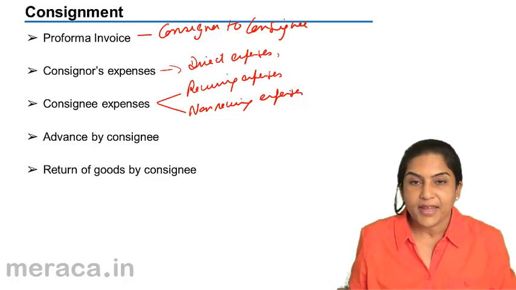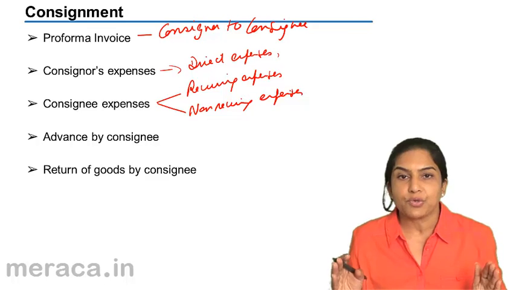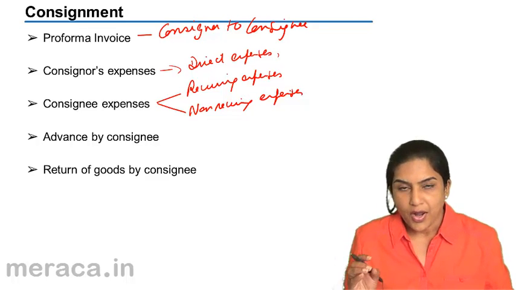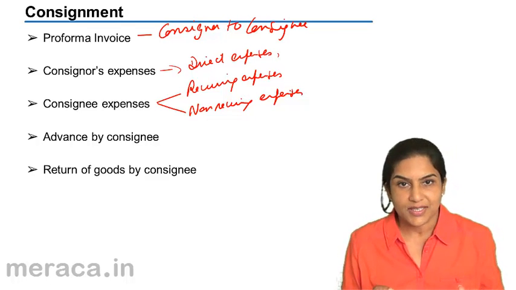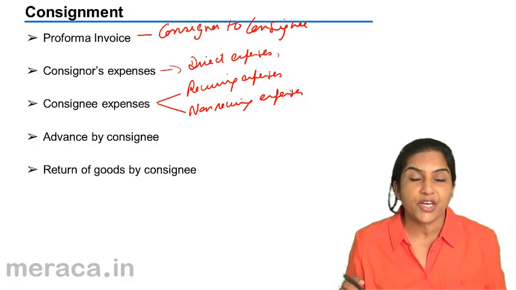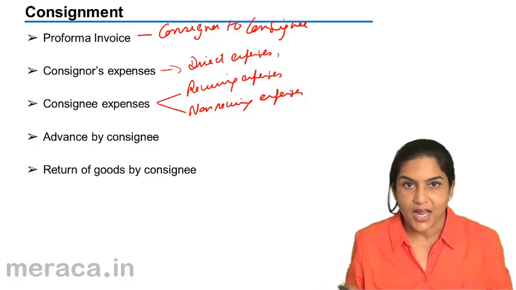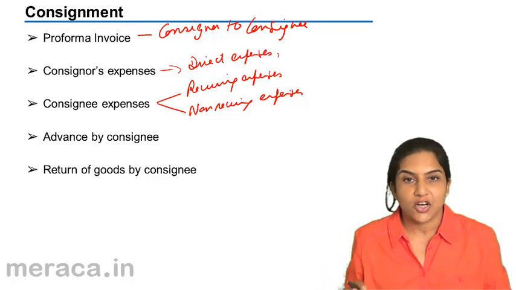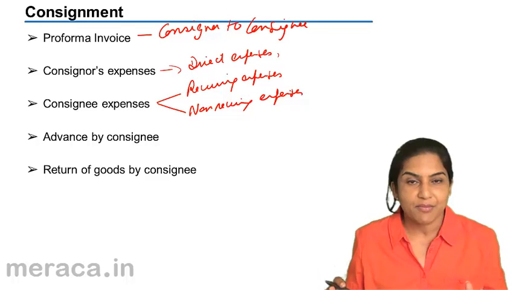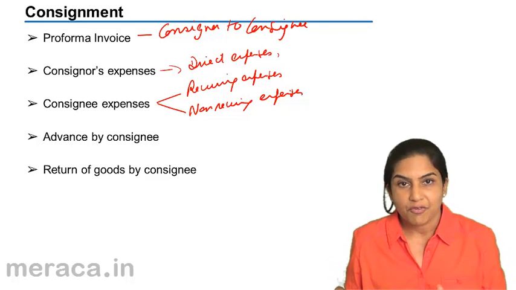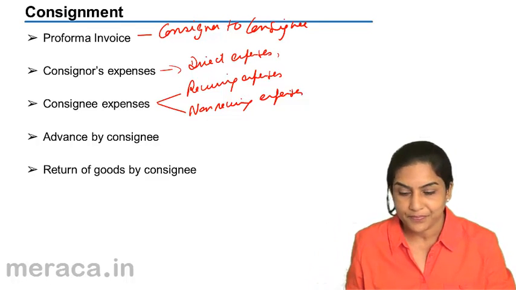Now, the non-recurring expenses. When you value consignment stock, all expenses incurred by the consignor or the consignee up to the point that the goods reach the godown, the warehouse of the consignee, up to the point of storage, are added in order to value consignment stock. What is consignment stock? The stock which has been received from the consignor and has not yet been sold. Basically, the closing stock on consignment.